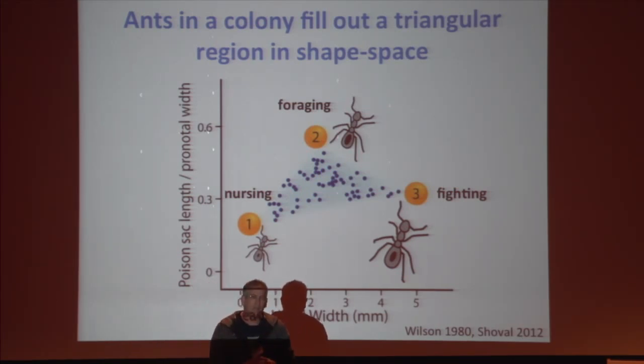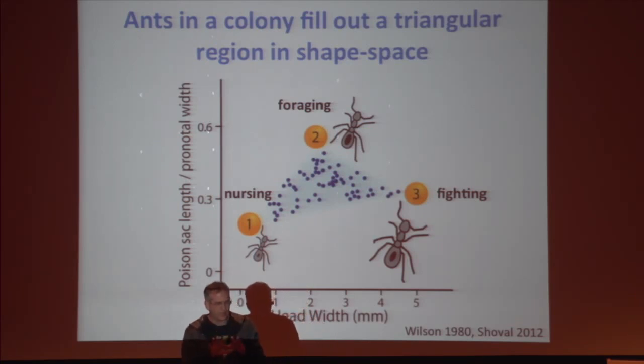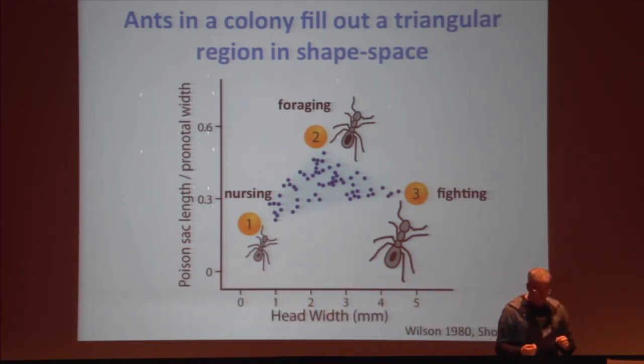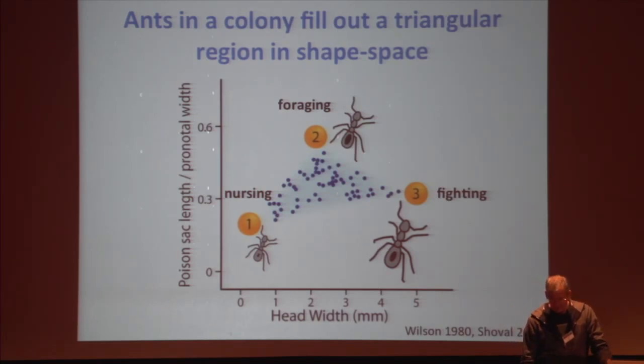And the answer is that the ants in the middle are suboptimal at the three tasks, but they can be quickly recruited. So if your nest is attacked, you don't have time to make new soldiers, but those ones in the middle can be recruited. It gives you dynamic flexibility, if the time scale of changes is shorter than the time it takes to produce new phenotypes.